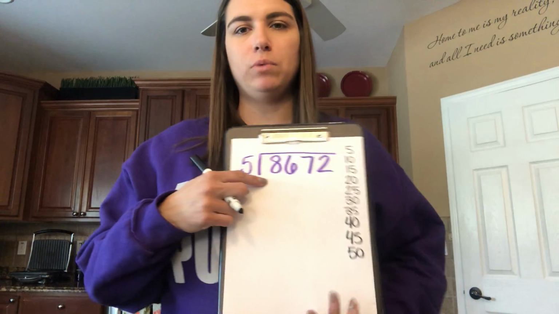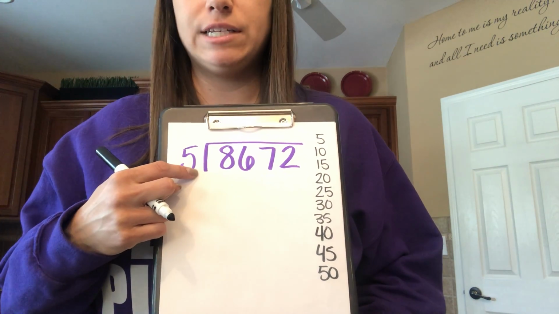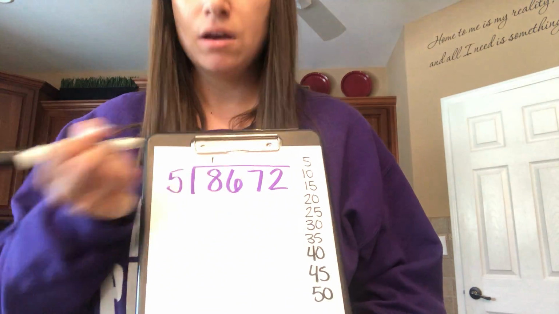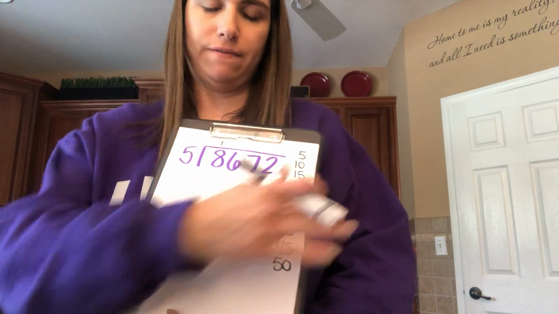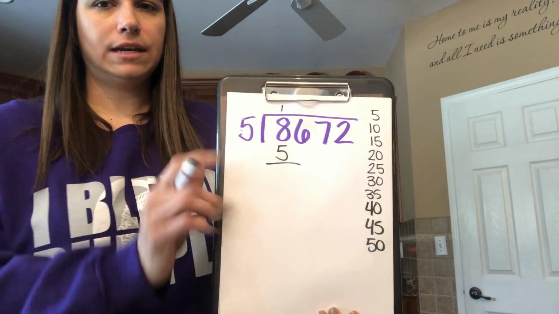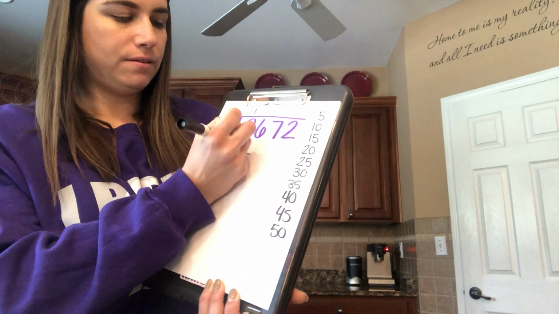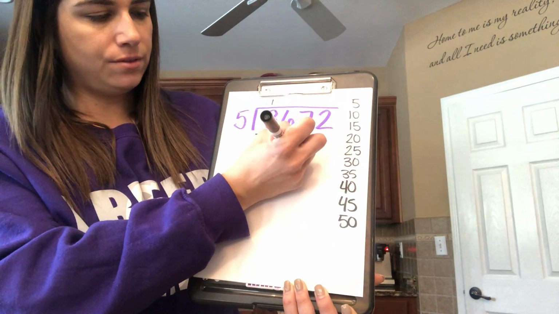All right, so I'm going to look and see what times 5 is going to get me closest to 8 without going over. And I know that's going to be 1. So I'm going to put a 1 on the top. And 1 times 5 is 5. So I'm going to write a 5 here. Then I'm going to subtract 8 minus 5, which is 3. And I'm going to bring down the 6.